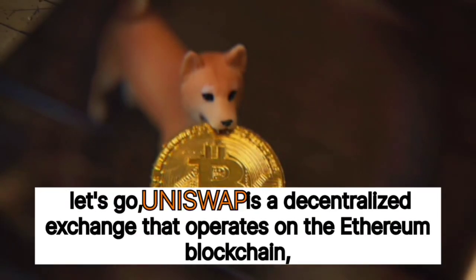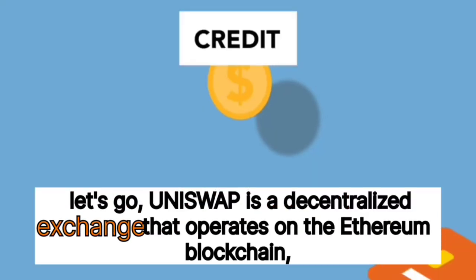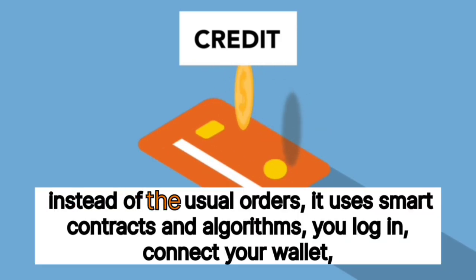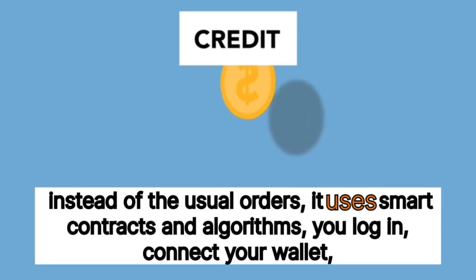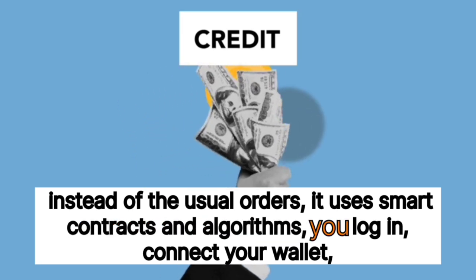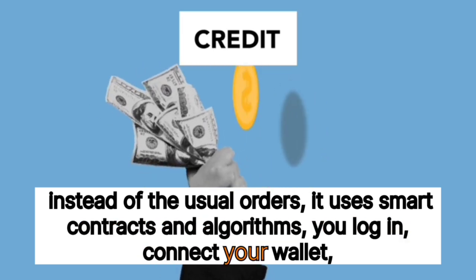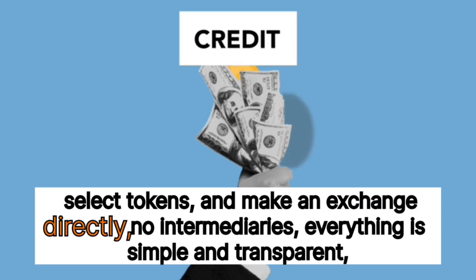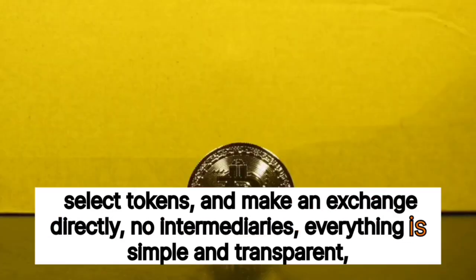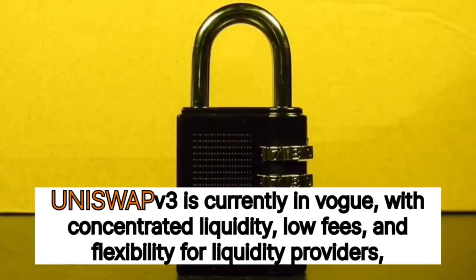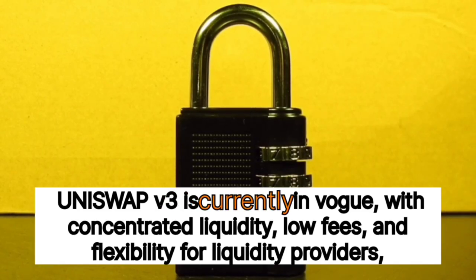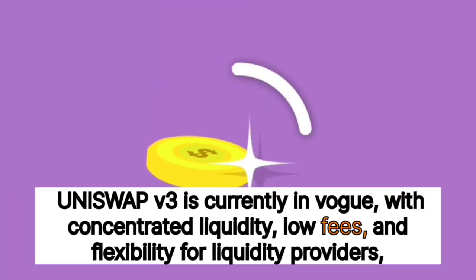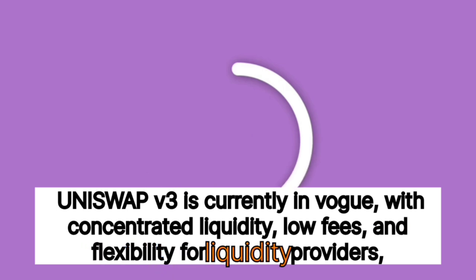Let's go. Uniswap is a decentralized exchange that operates on the Ethereum blockchain. Instead of the usual orders, it uses smart contracts and algorithms. You log in, connect your wallet, select tokens, and make an exchange directly, no intermediaries. Everything is simple and transparent. Uniswap V3 is currently in vogue, with concentrated liquidity, low fees, and flexibility for liquidity providers.